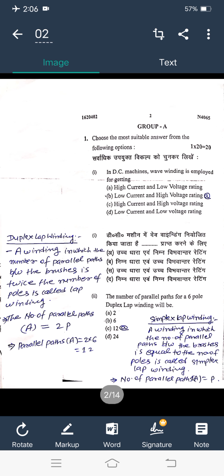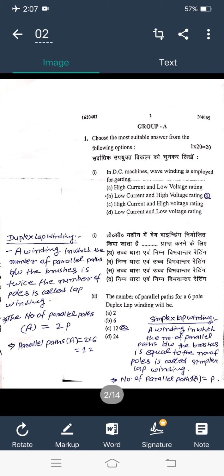Group A, question number 1: in DC machines, wave winding is employed for getting low current and high voltage rating. In the last year's question 2020, lap winding is employed for getting high current and low voltage rating. But in this question, for wave winding, the right answer will be option B, low current and high voltage rating.